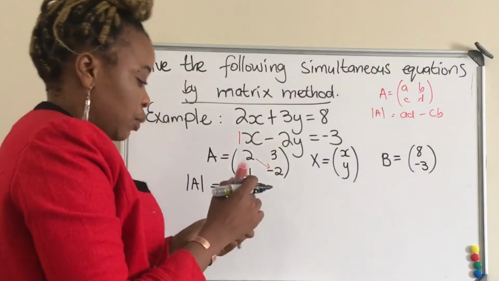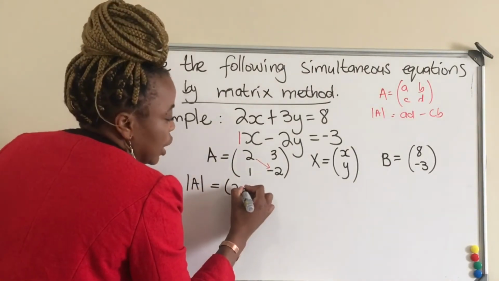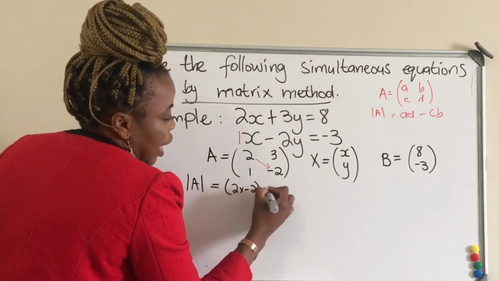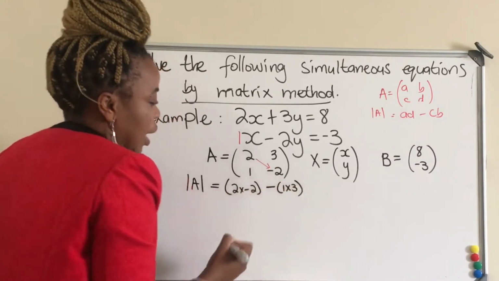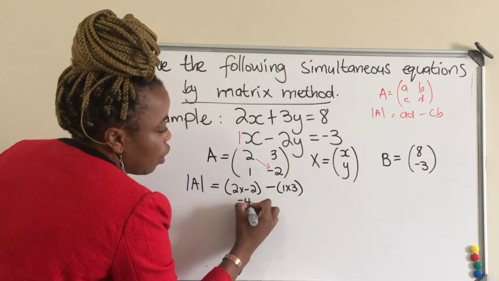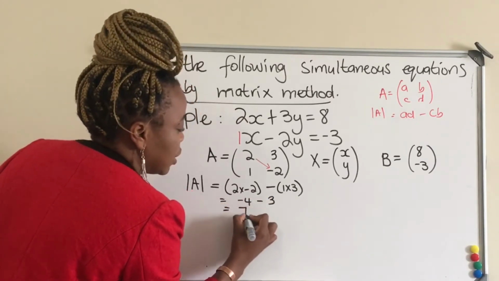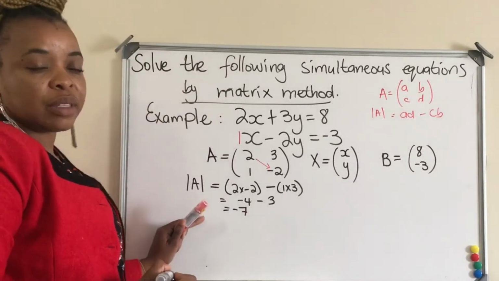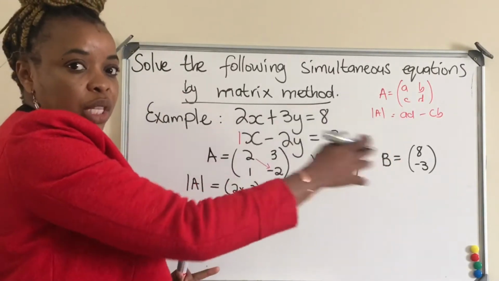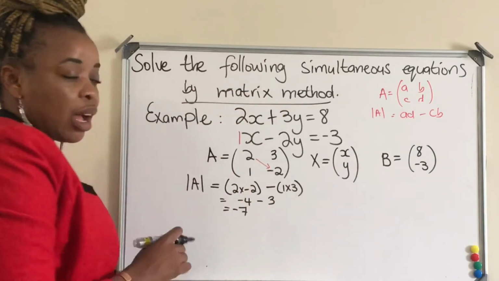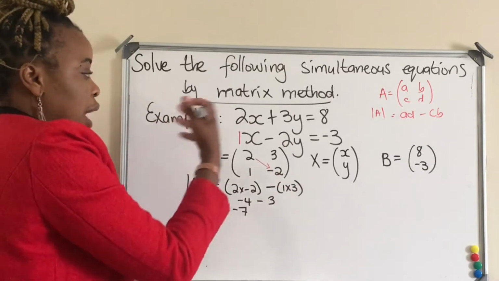So the determinant of A will be that. We are basically going to say 2 times -2, and then minus 1 times 3. And that is going to give us -4 minus 3, which gives us -7. So we have our -7 as a determinant. So remember, first we create our matrices from our equations, then we get our determinant. From the determinant, we are going to get the inverse.